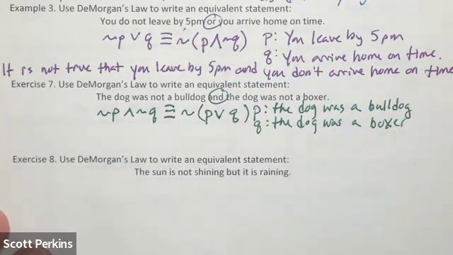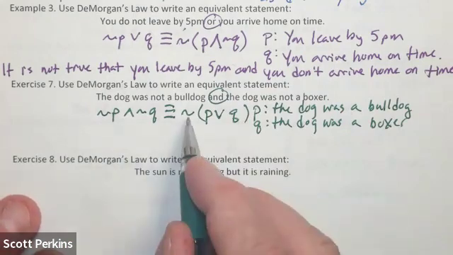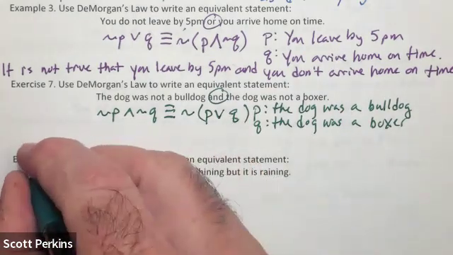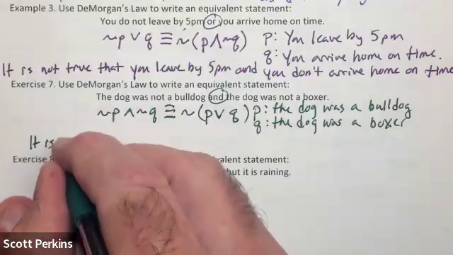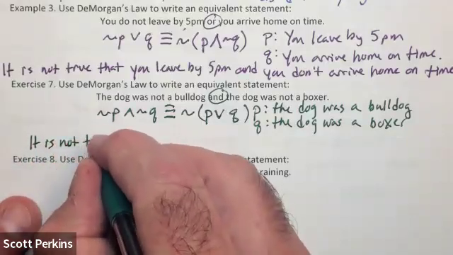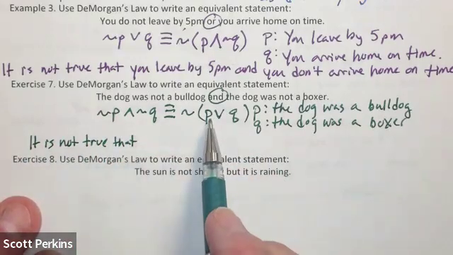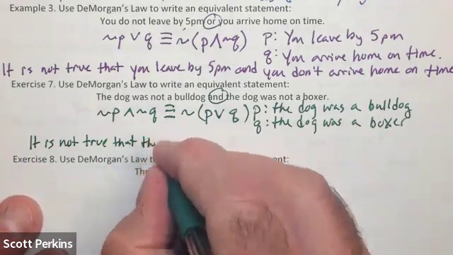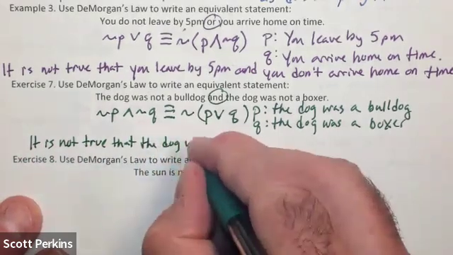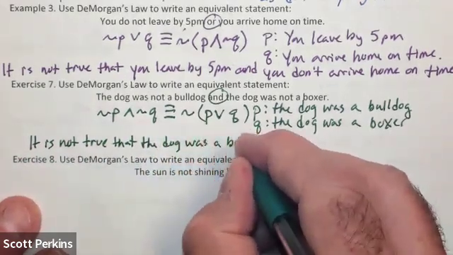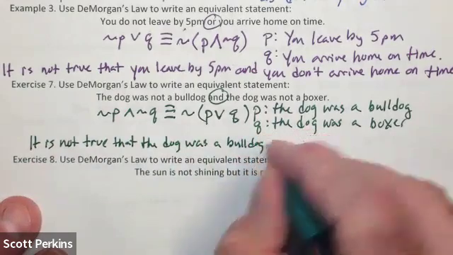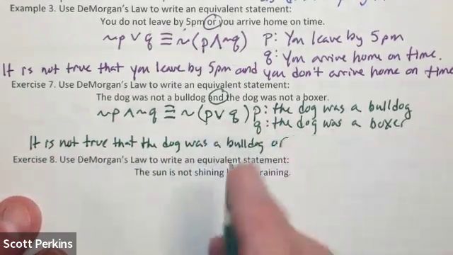That's the hard part. Writing it in words is probably not the most stressful part of this problem. So the squiggly is out in front of the parentheses. So I say it is not true that, or it is false that, P, the dog was a bulldog, or the dog was a boxer.